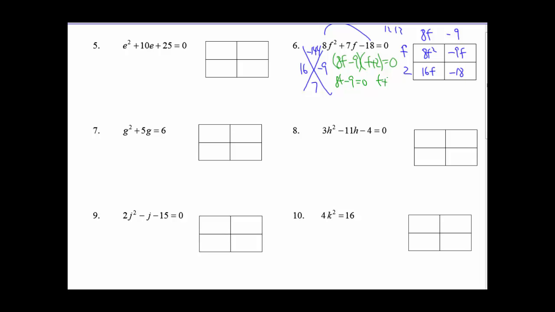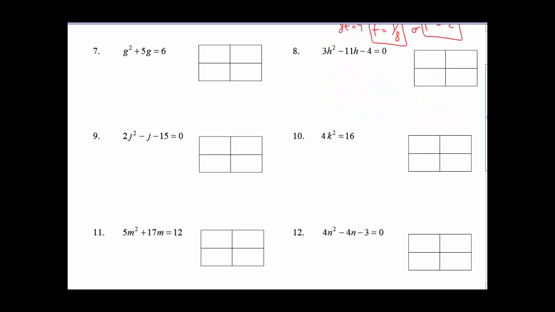And f plus 2 equals 0. Okay. And now solve for f. By solving for f on the first one, we're going to add 9. Okay. And then we need to divide by 8. So by adding 9 and dividing by 8, we get f is equal to 9/8, which is one of the solutions. And then when we subtract 2, we're going to get f is equal to negative 2.